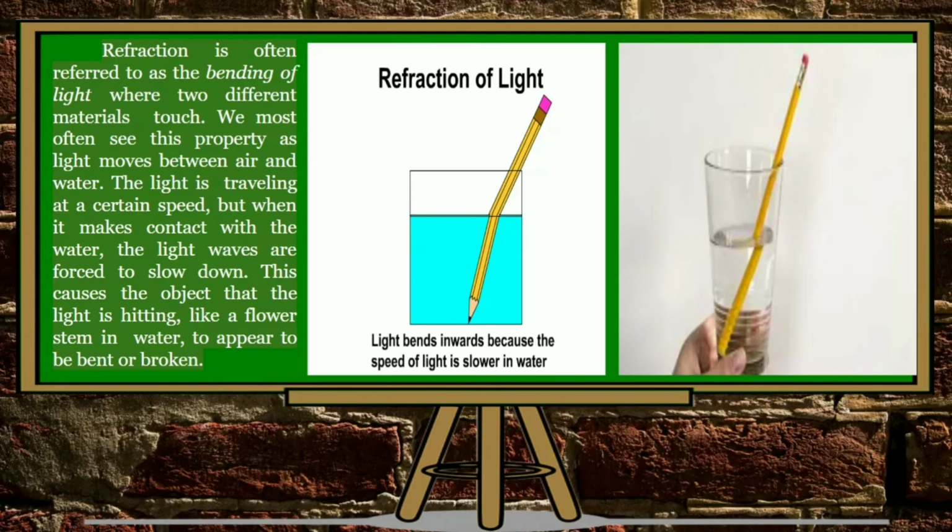Refraction is often referred to as the bending of light where two different materials touch. We most often see this property as light moves between air and water. The light is traveling at a certain speed, but when it makes contact with water, the light waves are forced to slow down. This causes the object that the light is hitting, like a flower stem in water, to appear to be bent or broken.